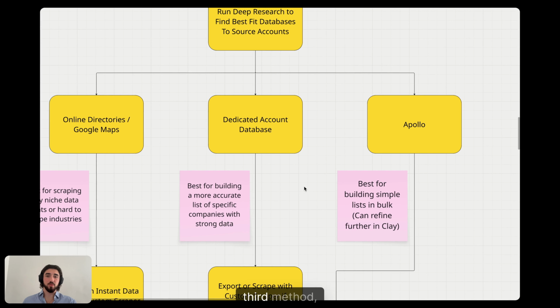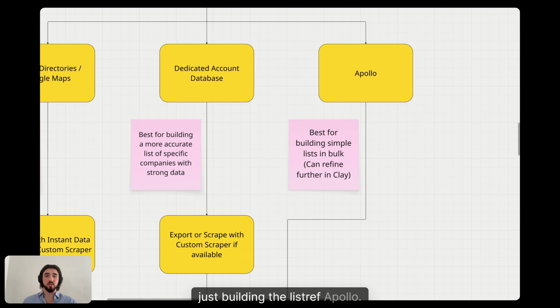And then third method, I mean, just building the list off Apollo. This is probably the cheapest and easiest way to build a list, but it's great for just building lists in bulk. Like, let's say you're looking to just push a ton of volume, you don't really care about targeting as much. You can just build a list off Apollo. I mean, it's not really going to hurt you. Apollo has definitely gotten better over the years, so it's a pretty decent place to build lists. We do build a good amount of lists just off Apollo. So yeah, Apollo's fine.